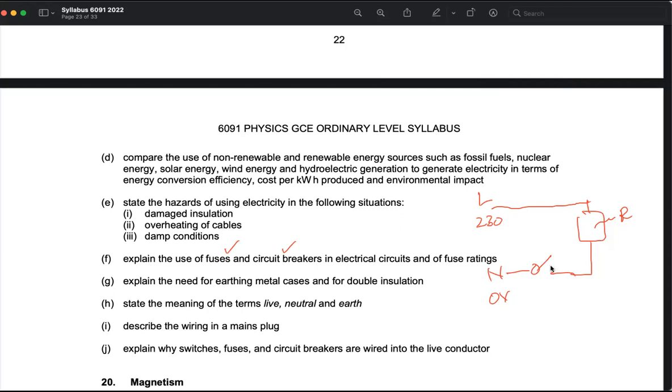If I open the neutral, can this work? Okay, Pei Kwan, well done. How about the rest of you? Only Pei Kwan, Oscar, correct? The circuit is open, right? Can it work? Ryan and Chelsea, can this appliance work?